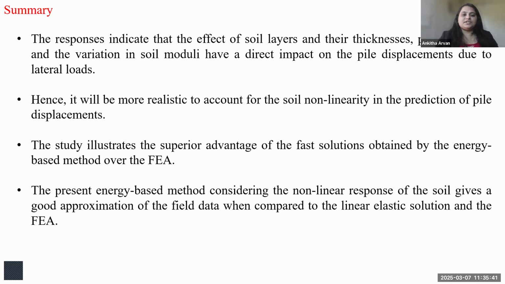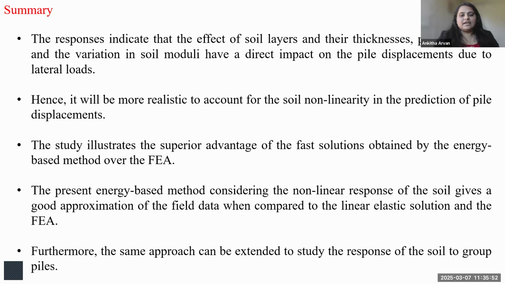In conclusion, the present energy-based method, considering the nonlinear response of the soil, gives a good approximation to the field data when compared to the linear elastic solutions and the FEA, like I've just mentioned. The same approach could also be extended to group piles.